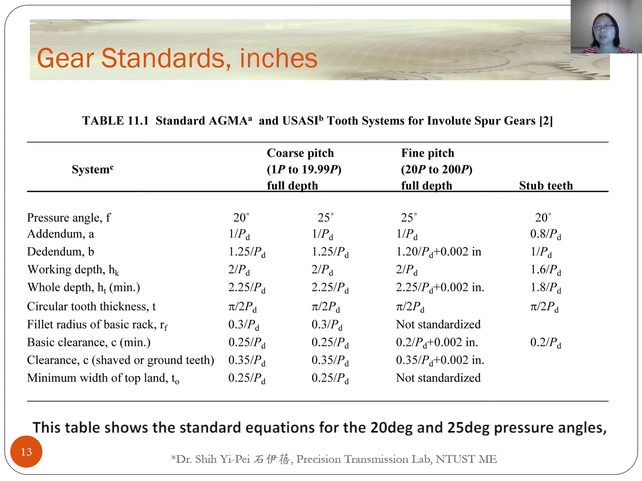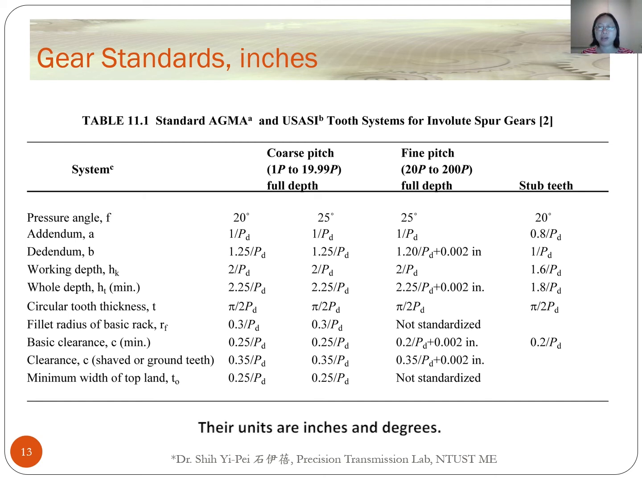This table shows the standard equations for the 20 degrees and the 25 degrees pressure angles. Their units are inches and degrees. Those are the most commonly used standard gears. A gear system that is not little used is the 14.5 degrees pressure angle. We have the full teeth gear and the stub teeth gear. The stub teeth gear have a shorter tooth height than the full teeth gear.